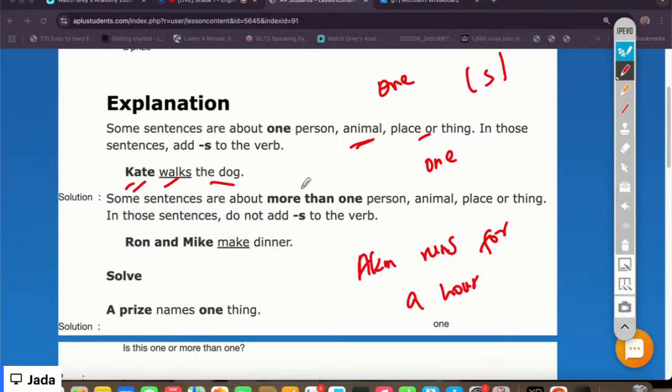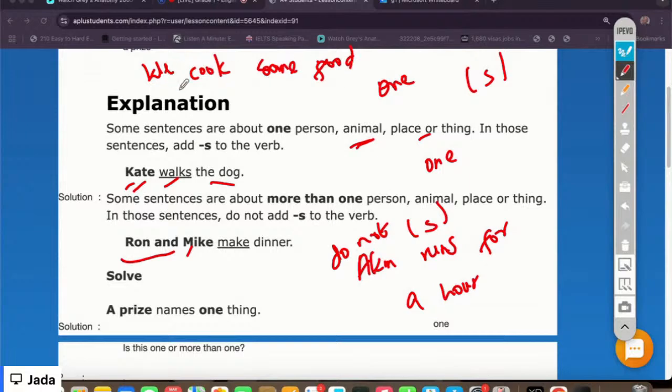Now, if the sentence is about more than one, like two, three, four, five, then in those sentences you do not add s, because it's already in the plural form, just like we have Ron and Mike make dinner. We have two people here, so the verb will be without s. We can also have we cook some food. Now, we is referring to more than one, so we do not need to add anything to the verb. Let's look at some of the sentences.